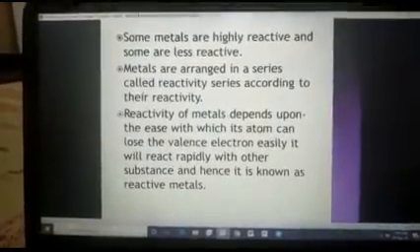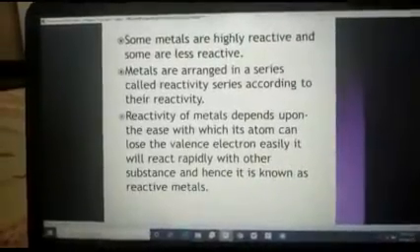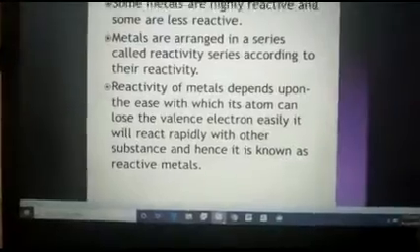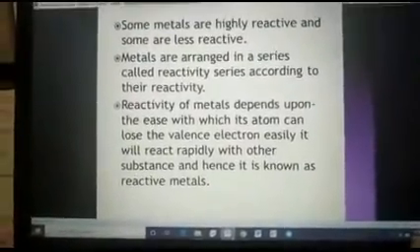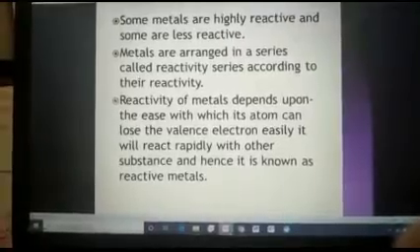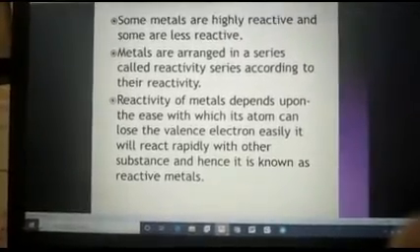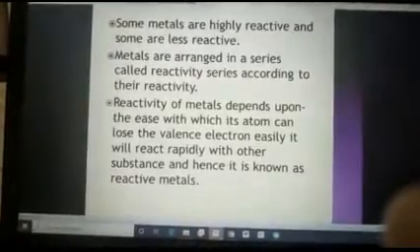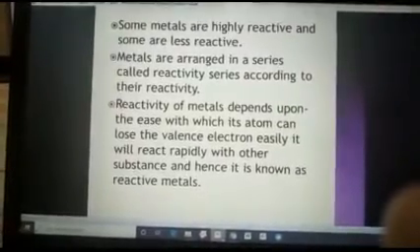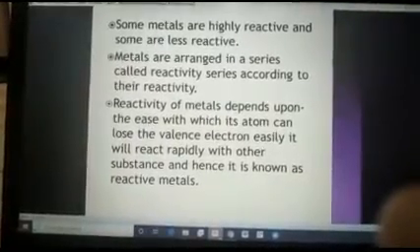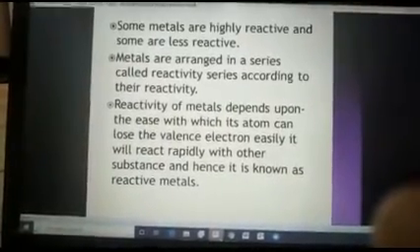Again, we are taking the example of sodium. See, students, sodium has only one electron in its outermost shell. It means it is easy for sodium to lose one electron, and after losing that electron, the sodium will become stable. The tendency of becoming stable as early as possible makes a particular metal more reactive.